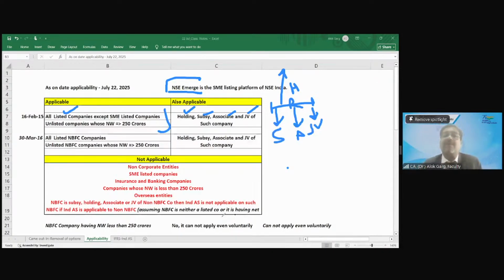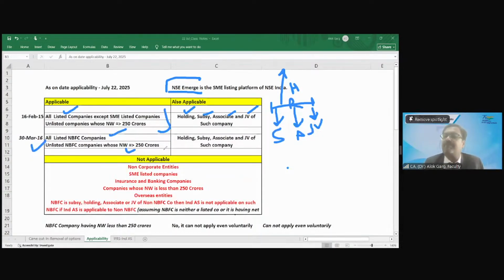Okay. As per the 30th March 2016 notification, there is another notification also where the NBFC companies were also captured, right? So Ind AS is applicable to all listed NBFC companies. When the 16 February notification came, NBFC was out of the picture, but आज की डेट में NBFC पे भी है. Ind AS is applicable to all unlisted NBFC companies also, whose net worth is equal to or more than 250 crores.